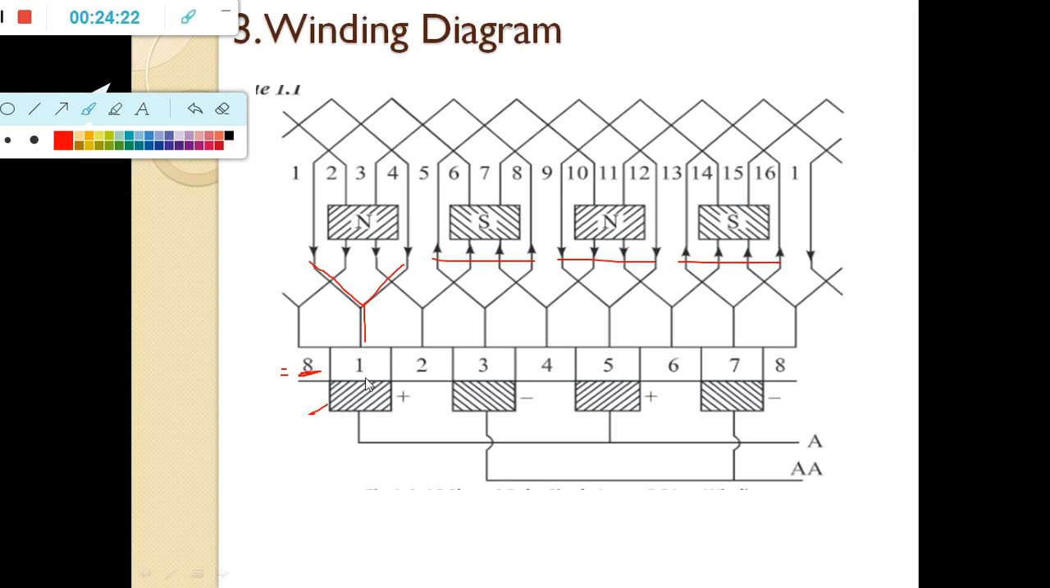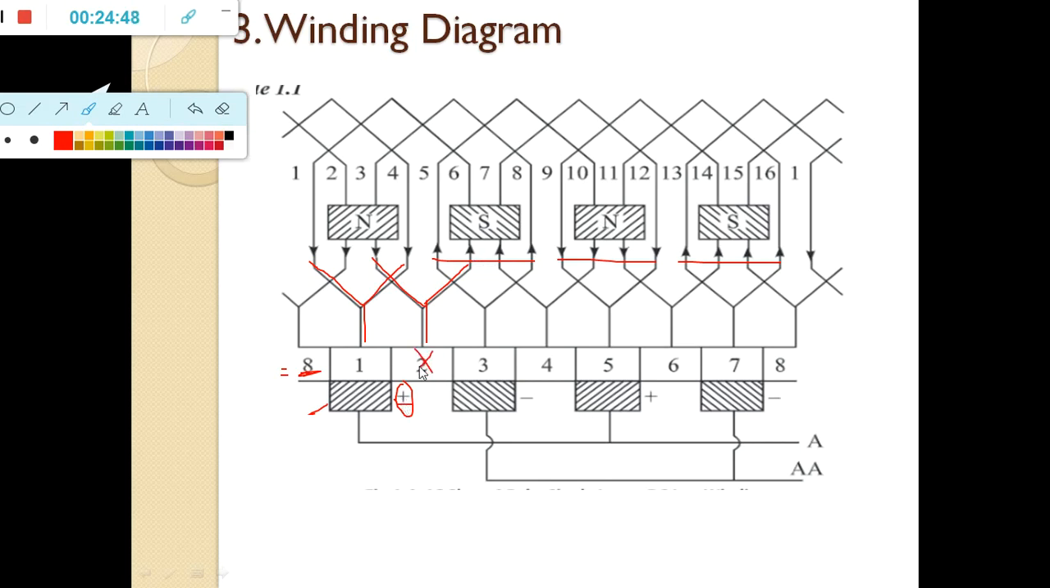But what about the polarity? If the current is towards the commutator, then it is positive. Okay, next commutator 2. Commutator 2 is connected to conductor number 3 and conductor number 6. In conductor number 3, the direction is downwards. In 6, it is upward direction. It means I cannot place a brush on commutator 2.